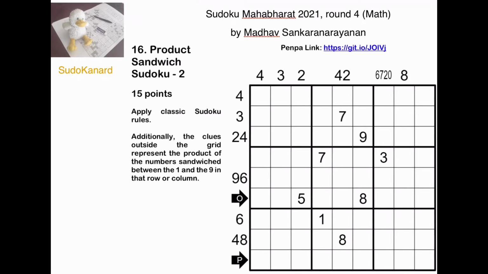Okay, so where do we start? We start with this, I think. I start by highlighting 1s and 9s, actually. Those are the sandwich crusts.